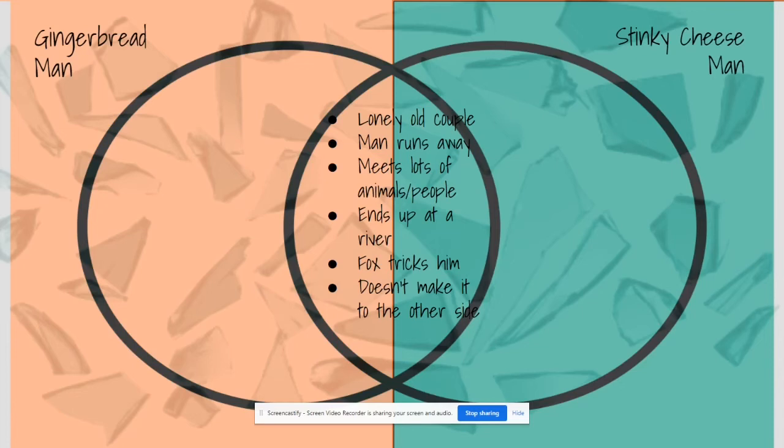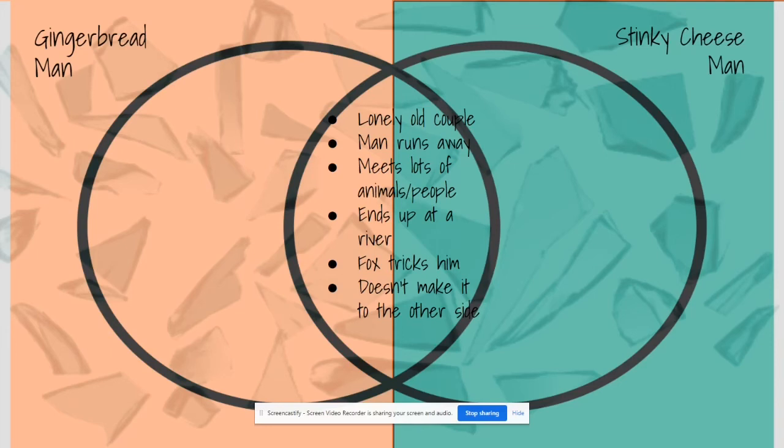Okay, so what do we find that was different? When we look at the gingerbread man, we find that he's made out of a cookie. We see everybody chasing him. Everybody wants that gingerbread man, whether they want him to stop their loneliness and be like their kid, or they want to eat him. I don't know. And then finally, the gingerbread man gets eaten by the fox when he's tricked.